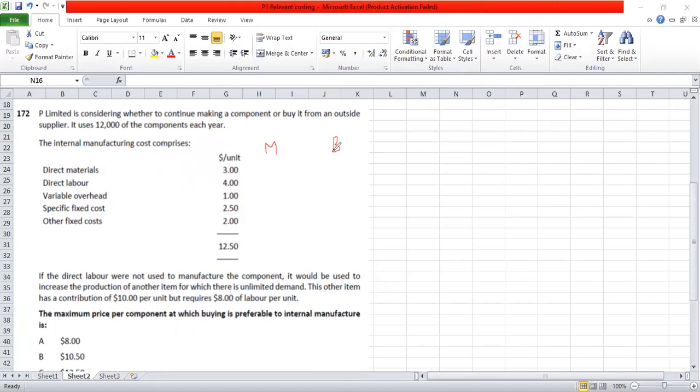Internal manufacturing cost comprises direct material, direct labor, variable overhead, specific fixed overhead, other fixed overhead. If the direct labor were not used to manufacture the component, it would be used to increase the production of another item for which there is unlimited demand. This other item has a contribution of 10 per unit but requires $8 of labor per unit. Okay. Simple terms, how do we take a decision if it has to be?